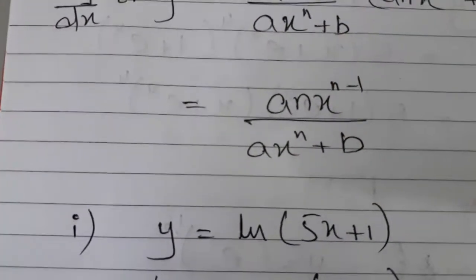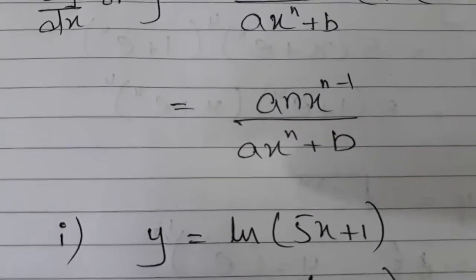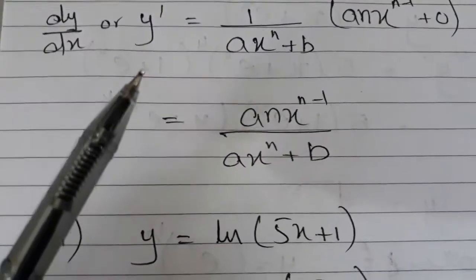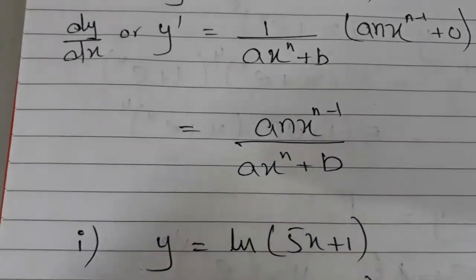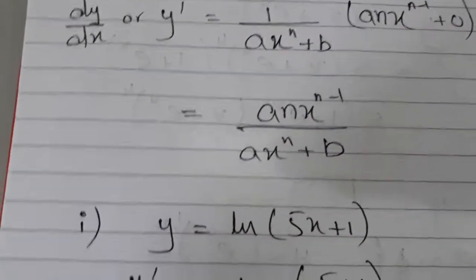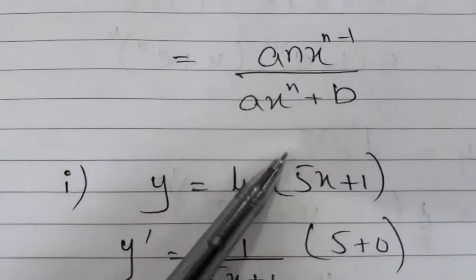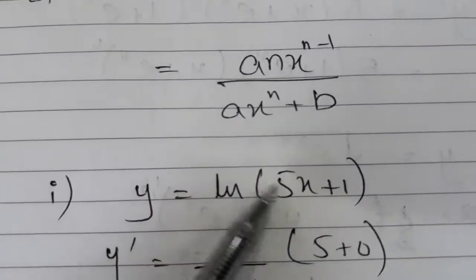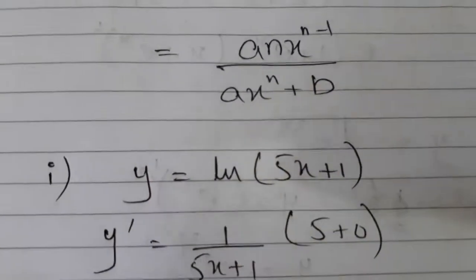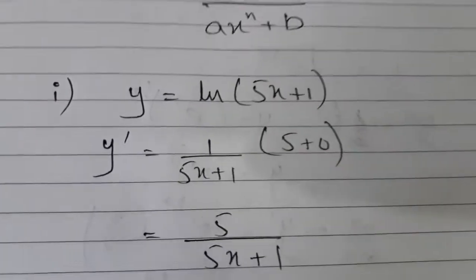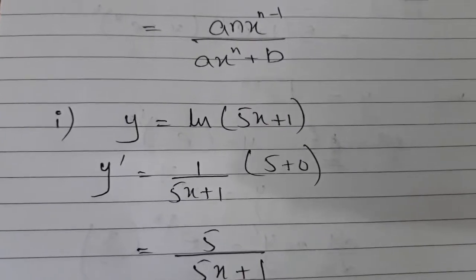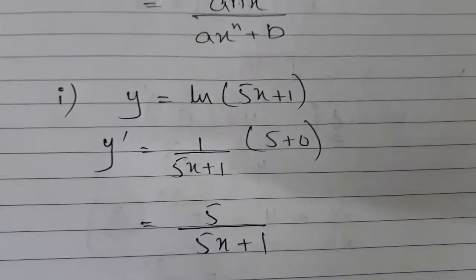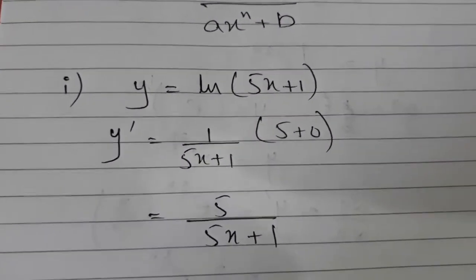Now this is my question. So how will I differentiate it? What is the method I told you? This thing after ln whatever is written will go in the denominator. So 1 over 5x plus 1, okay? And then multiply by the differentiation of this, which is 5 plus 0. So this is how you will differentiate it. Okay? So let's take 2 more examples and then we will be done with this.